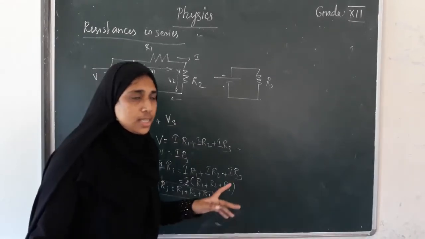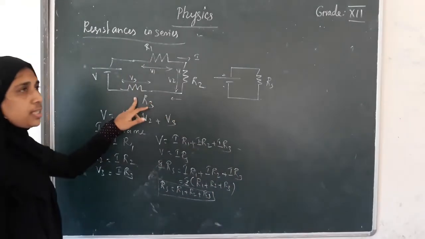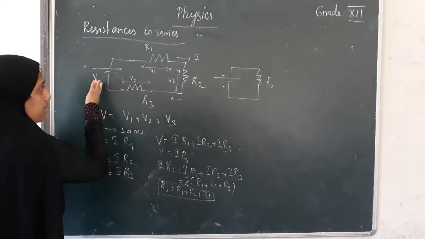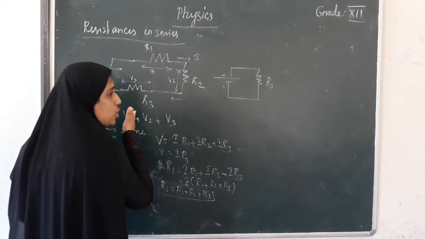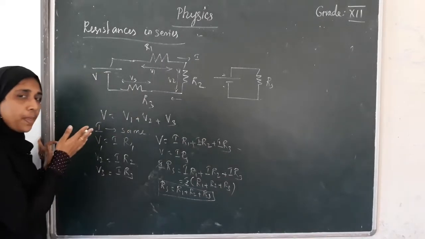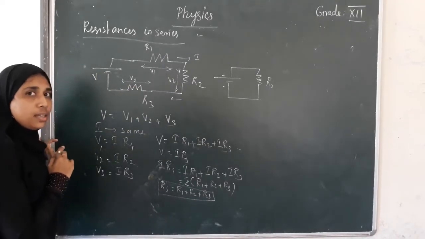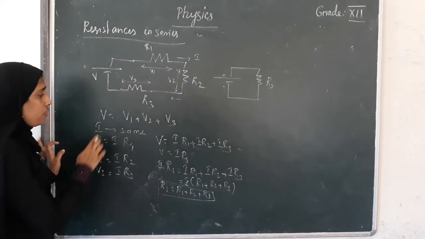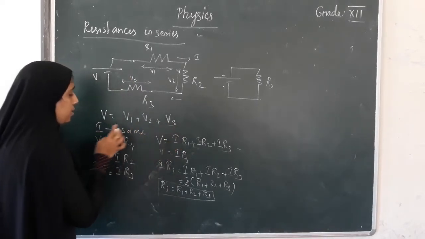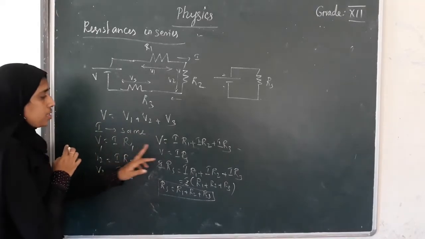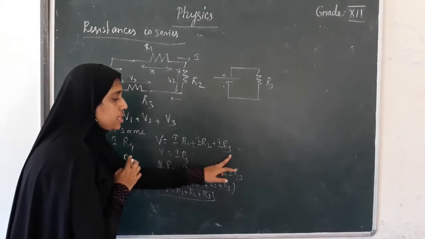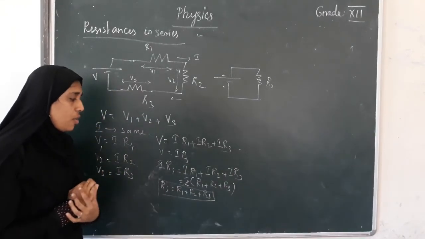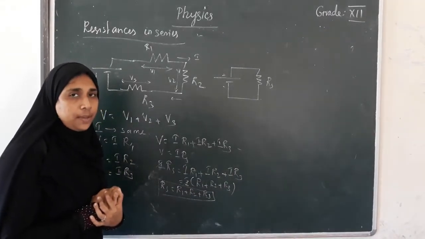I hope you understood this. Three resistors are connected in series, R1, R2, R3. The battery is connected, and current flows across the series combination; the current is the same. Because of the various resistor values, the voltage developed is different. So V is equal to V1 plus V2 plus V3, and we can write V is equal to IR1 plus IR2 plus IR3 according to Ohm's law. Then Rs is equal to R1 plus R2 plus R3.